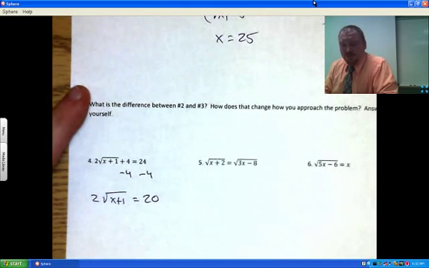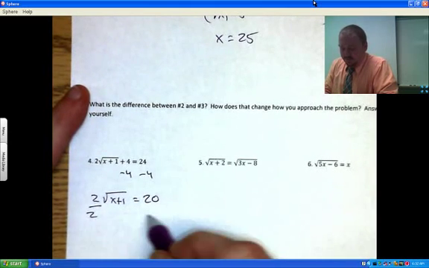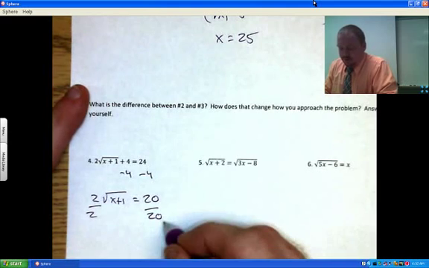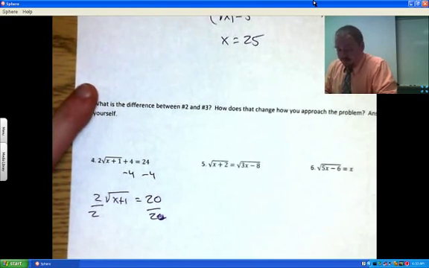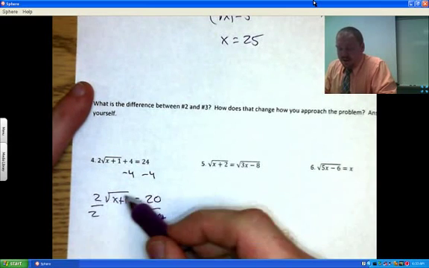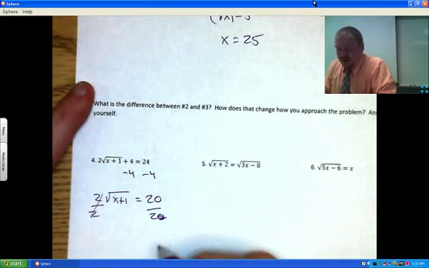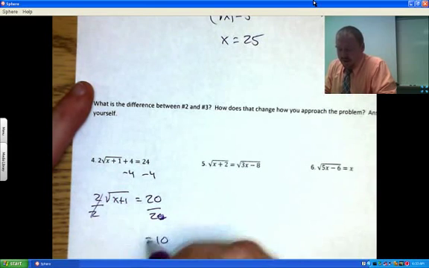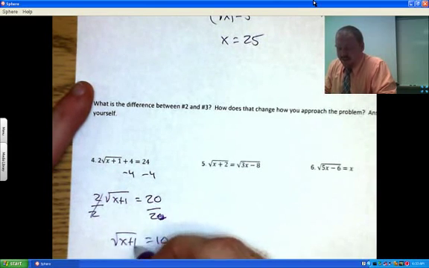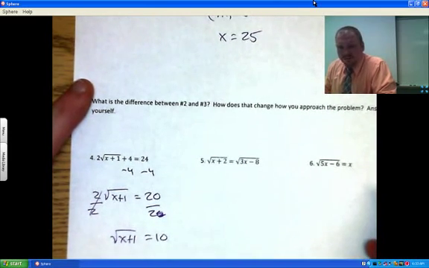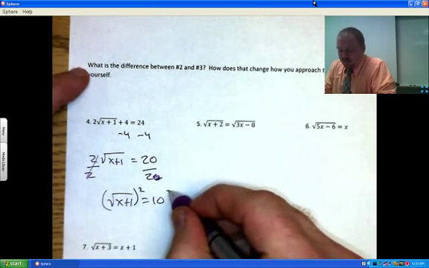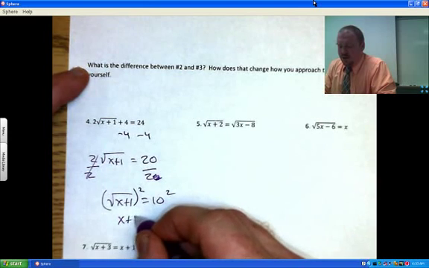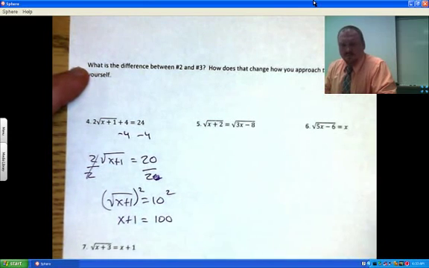Whoops. Well, nobody's perfect. So, now I can cancel the 2. 20 divided by 2 is 10. And I'm left with the square root of x plus 1. Looks familiar, doesn't it? So, square both sides. I get x plus 1 equals 100. And when I subtract 1 from both sides, I get x equals 99.